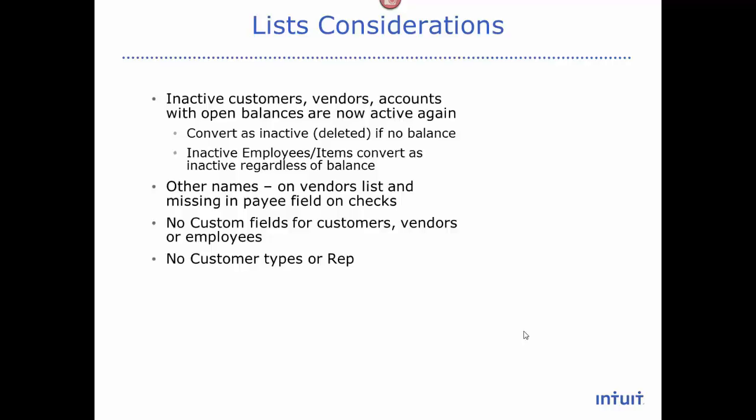Other names, there's no other names listed in QBO, so those will be on the vendor list. There's no custom fields for names or items in QuickBooks Online. There's just 3 custom fields on a purchase order or sales receipt, estimate, invoice, so your sales form. And then no real customer types or sales rep. However, sales rep will come over in one of the sales custom fields. I think it's either the first one or second, the name of the sales rep.